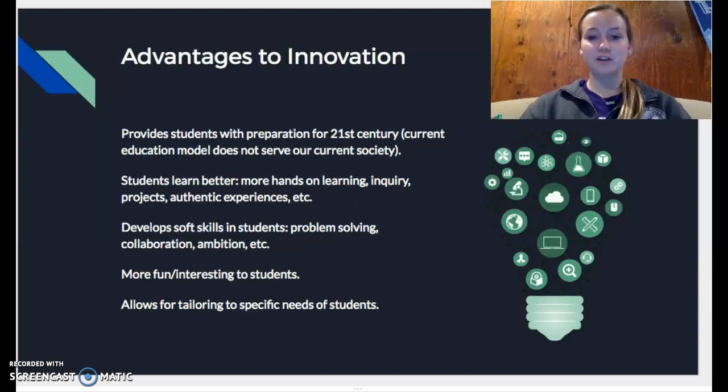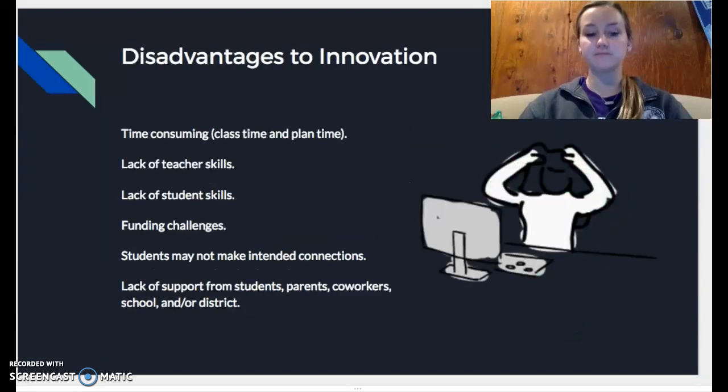And it allows for tailoring to the needs of students. So definitely you can use technology for students who have communication needs or hearing needs, but also, like I was saying, sometimes you can use it to allow some students to progress at a faster pace and some students to review more concepts at a slower pace if that is what they need.